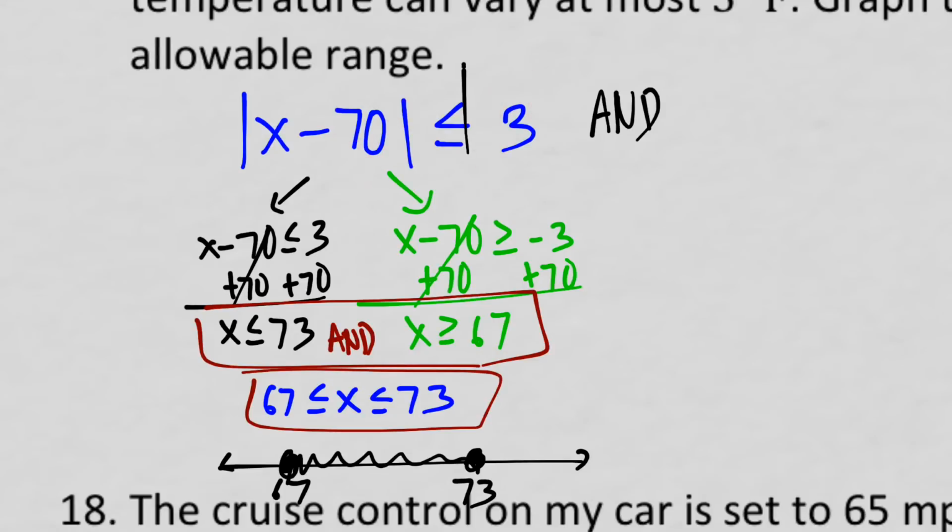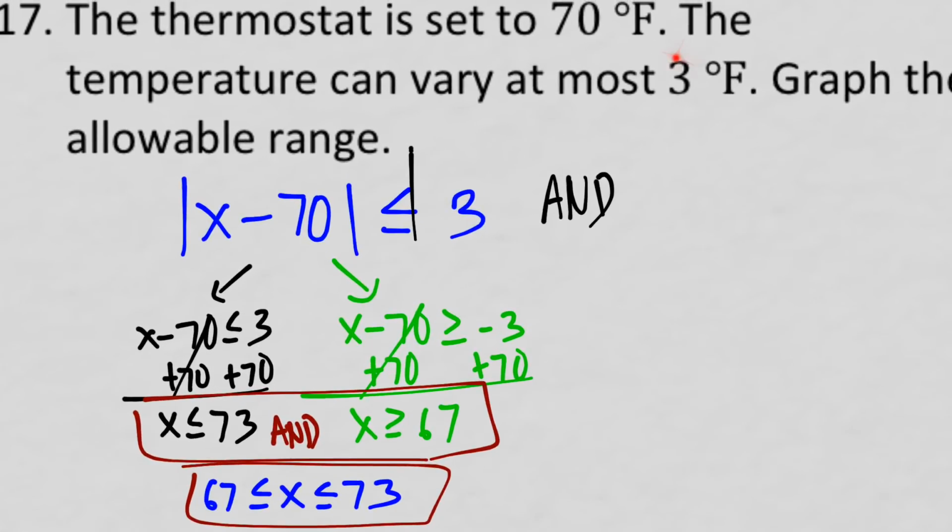The number on the other side is what you can be allowed to vary by. I can vary by at most 3 degrees, so we put 3 degrees there. Less than or equal to, because you want it to be less than 3 degrees. You cannot pass 3 degrees.